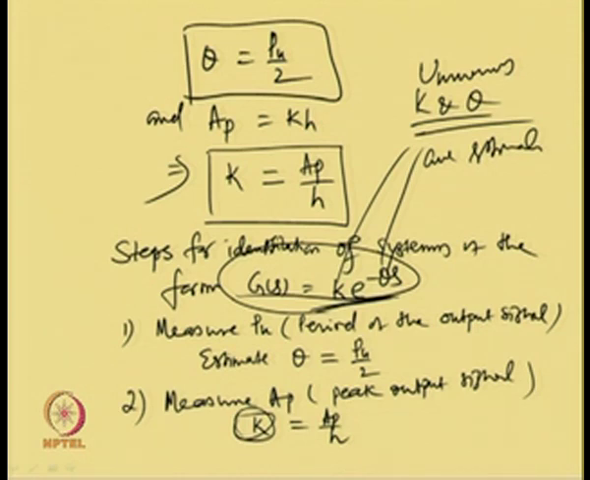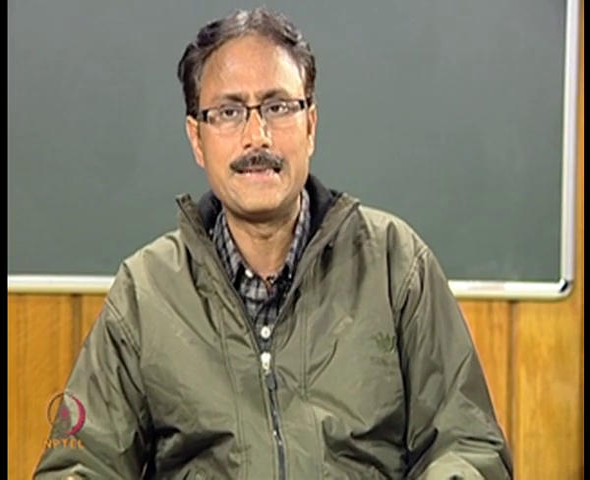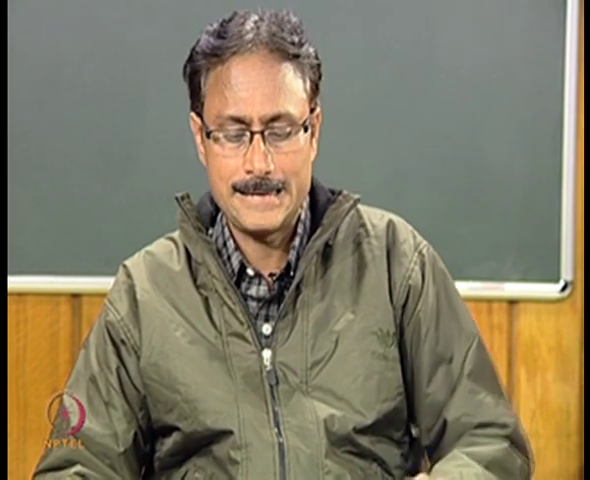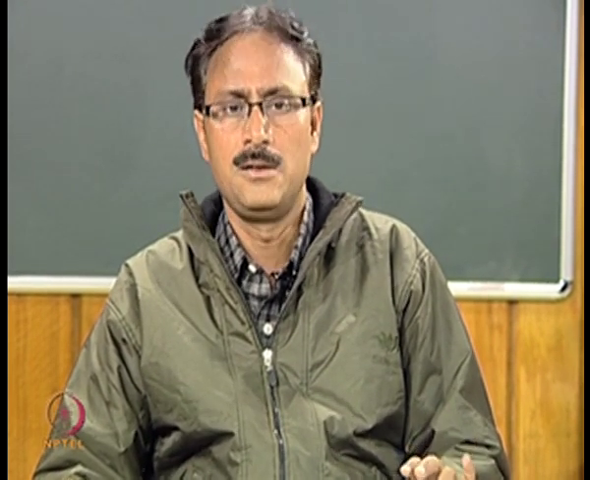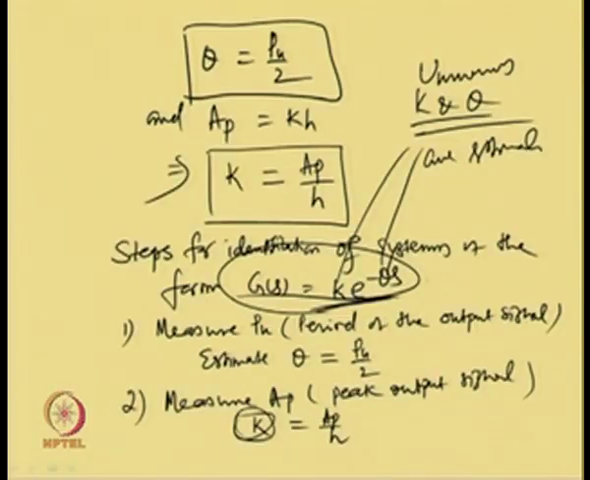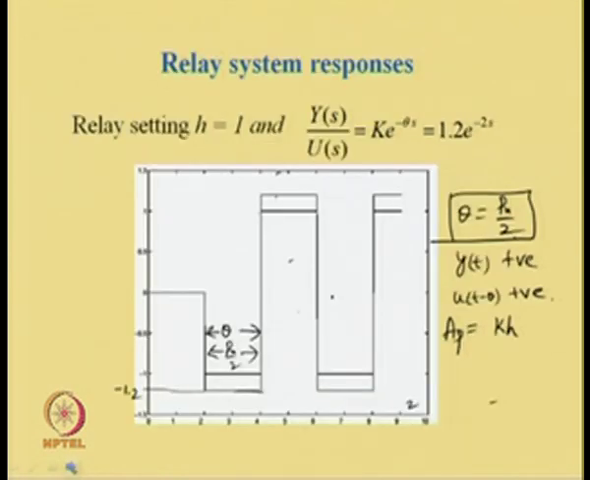Looking at the type of output signal, particularly if the output signal is rectangular pulses, one has to choose the form of the transfer function model for the system as G(s) equal to k e to the power minus theta s. Then measure Pu and Ap, use the expressions and find the values for k and theta, and ultimately you get the mathematical transfer function model for the system. That is how the simple system, a gain system with delay, is identified.